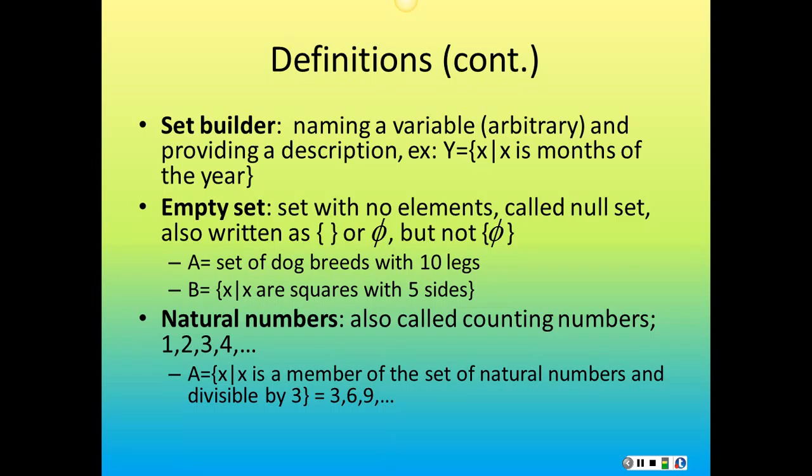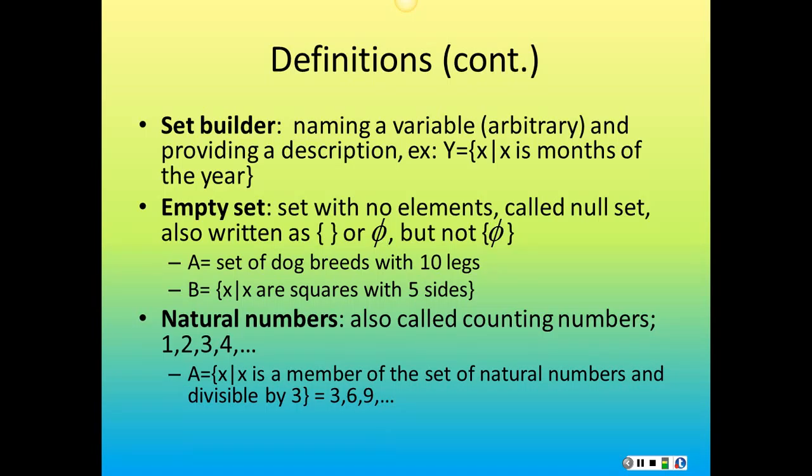The empty set is a set, of course, with no elements, also called the null set. There are two main ways of writing it: brackets with nothing in between them, or the symbol that is the Greek letter phi. So it's either or, but you do not ever write the empty set as those two brackets with the phi symbol in between, because that actually means we have a set with the symbol as an element. So again, it's one or the other.